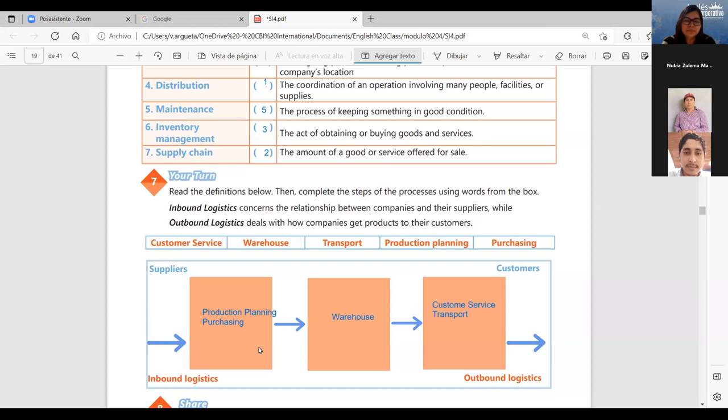Two. Because for me, for box number two, it's possible the task is production planning, because you need to plan the productions when somebody is purchasing a different product or a kind of product. This is one possibility, right? In this idea, putting customer service and transport at the last, warehouse needs to be in the middle. Yeah, maybe. So purchasing and warehouse is in box number one, because warehouse is a kind of place to storage, right?